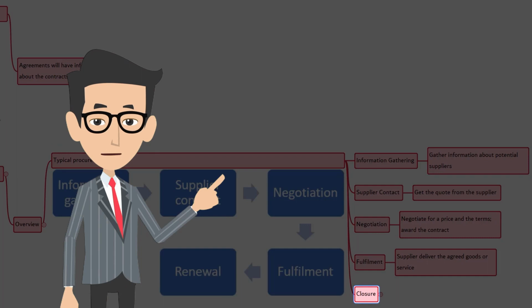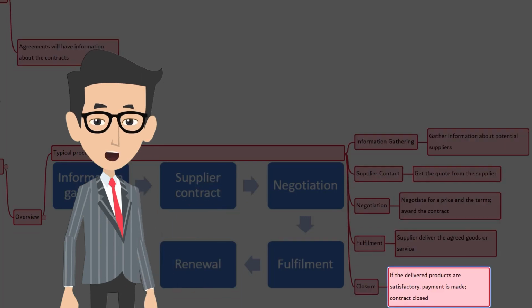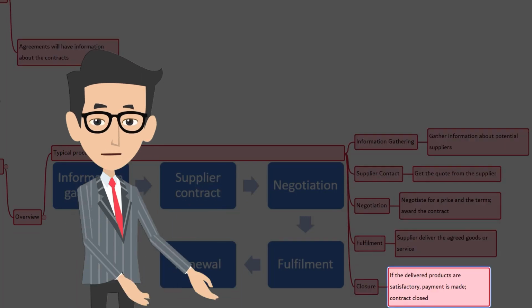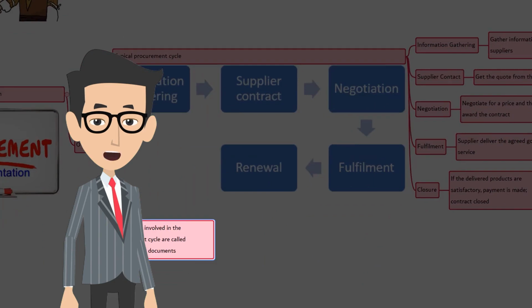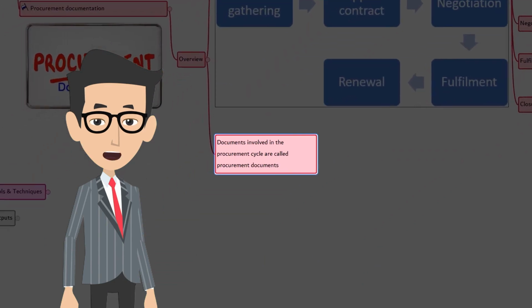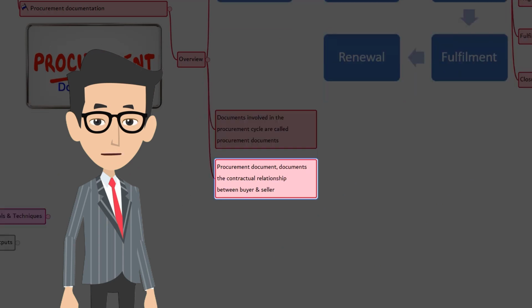Lastly, closure. The delivered product or service is verified against the requirement. If they find it satisfactory, then the contract is closed and payment is made. Documents involved in the procurement cycle are called procurement documents. Procurement documents are an integral part of the early stage of project initiation. Remember, procurement documents document the contractual relationship between buyer and seller.